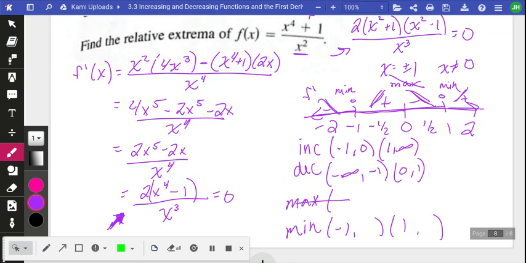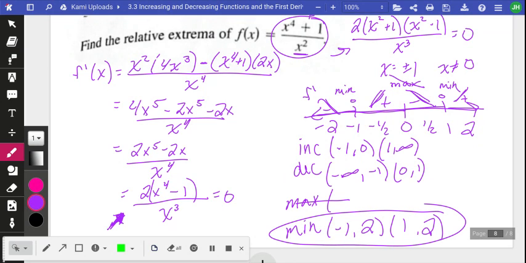So for -1, plugging in here, -1 to the 4th power is 1, plus 1 is 2, all over -1 squared, which is 1. So we have 2 over 1, so it's just 2. I'm going to plug in 1, and I will have 1 plus 1 over 1, so 2. So there are your minimums, no maximums.